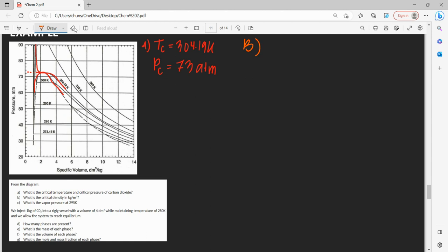What is our critical density? So I know that density relies on our mass in kilograms and our volume in meters cubed. So let's find out what each. So let's find out our volume.